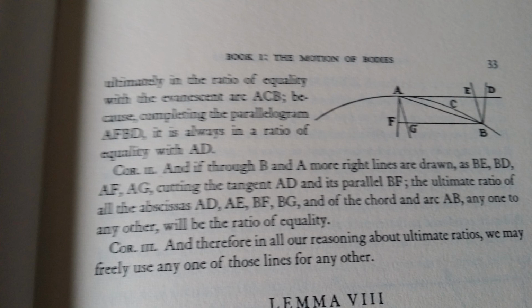Corollary 2. And if through B and A more right lines are drawn as BE, BD, AF, AG, cutting the tangent AD and its parallel BF, the ultimate ratio of all the abscissas AD, AE, BF, BG, and of the chord and arc AB, any one to any other, will be the ratio of equality. Corollary 3. And therefore, in all our reasoning about ultimate ratios, we may freely use any one of those lines for any other.